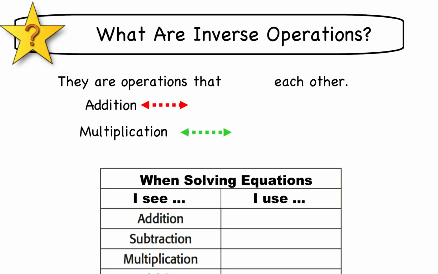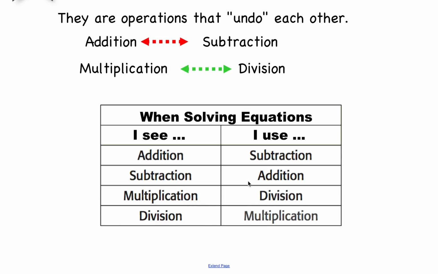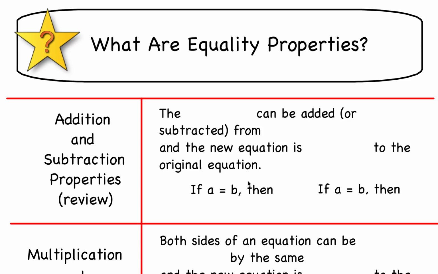Our inverse operations. Inverse operations are operations that undo each other. And we learned in our last lesson that addition and subtraction were inverse operations. And in this lesson, we're going to focus on multiplication and division as inverse operations. So when you're solving equations, if you see something using addition, to undo that, you are going to use subtraction. If you're solving an equation that has a subtraction in it, you want to use addition. If you have an equation that has multiplication, you're going to use division. And if it has division, you want to use multiplication. So we're using all of our inverse operations to solve equations.